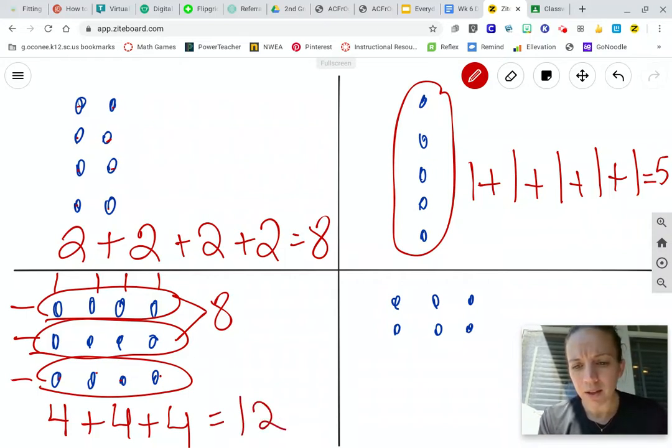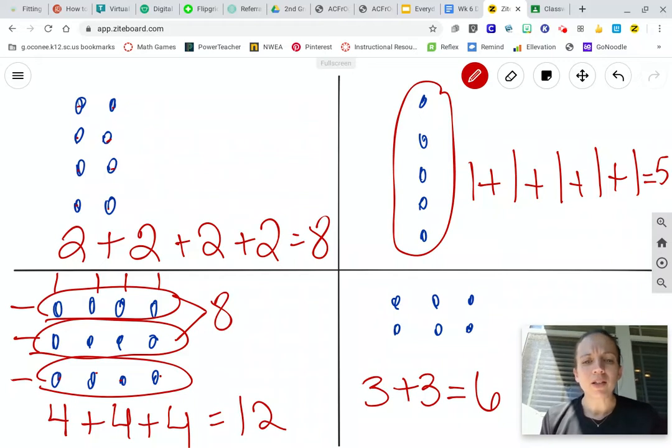Here, I've got 3 and 3. So 3 plus 3, which we all know is 6. Okay? Repeated addition is very easy because you get to repeat the exact same number. But this will all tie into your multiplication. Okay?